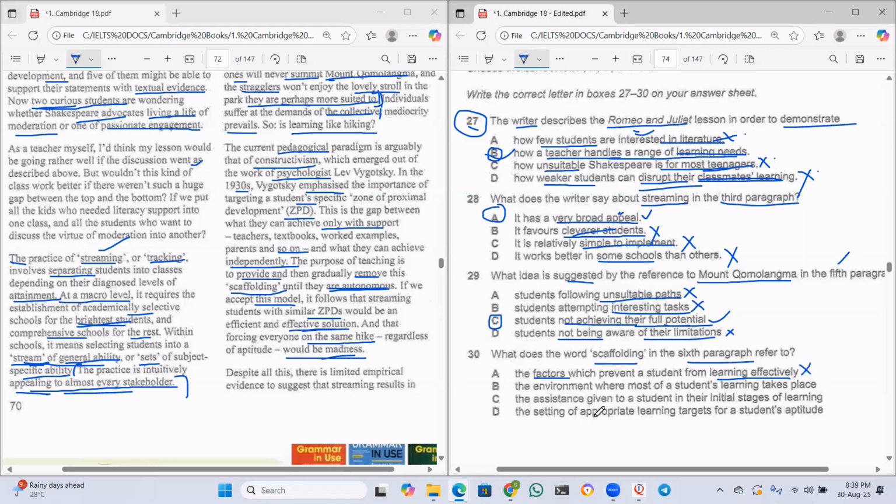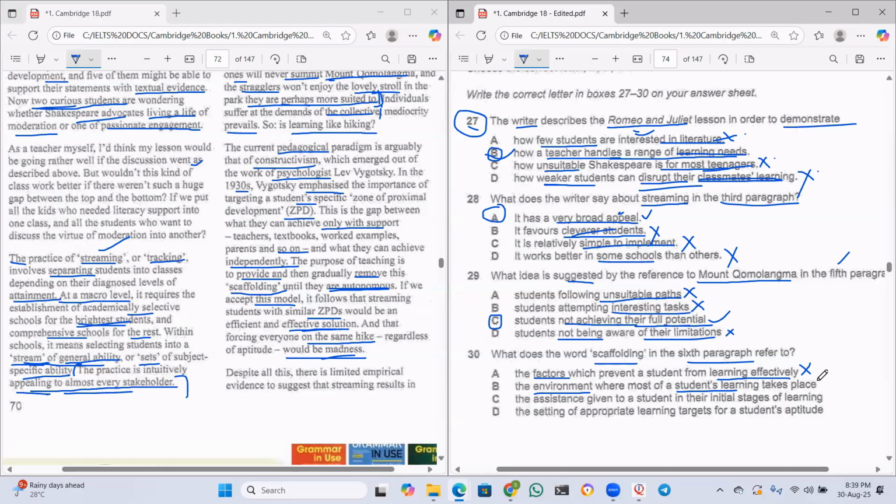Right? This is gone. The environment where most of the students' learning takes place. So is he talking about some environment where the most learning takes place? Is he talking about any environment?